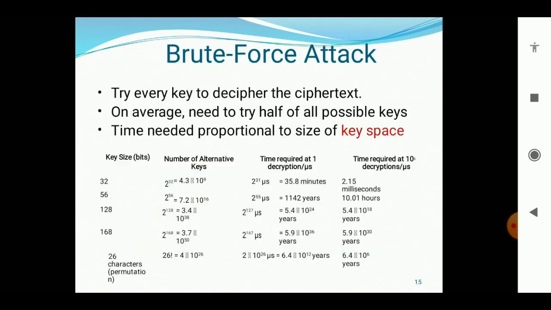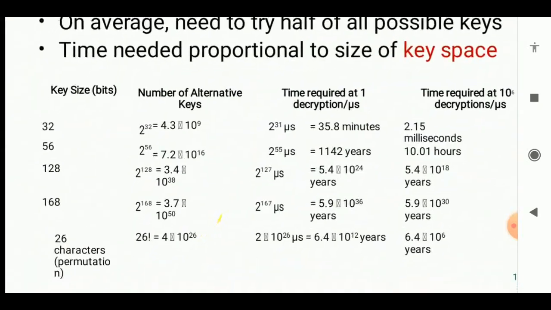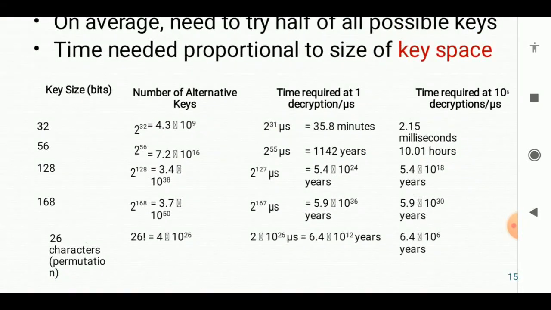A brute force attack tries every key to decipher the ciphertext, that is, to find the plain text. On average, you need to try half of all possible keys, and the time needed is proportional to the key space. For example, when you take a key size of 32, the number of alternatives needed is simply 2 to the power 32, which is 4.3 into 10 to the power 9. Time required at 1 decryption per microsecond, 2 to the power 32 microseconds, is 35.9 minutes. Time required at 10 to the power 6 decryptions per microsecond is 2.15 milliseconds.